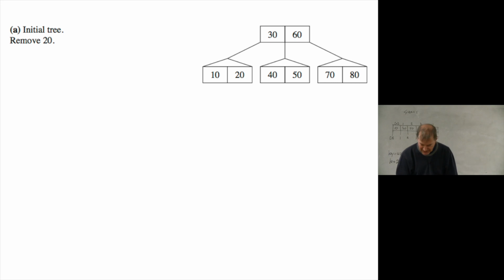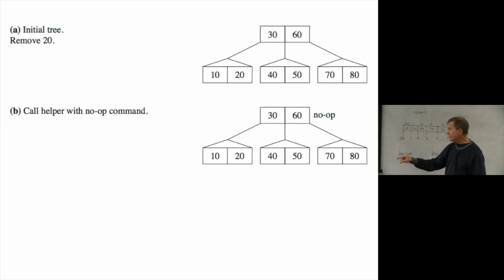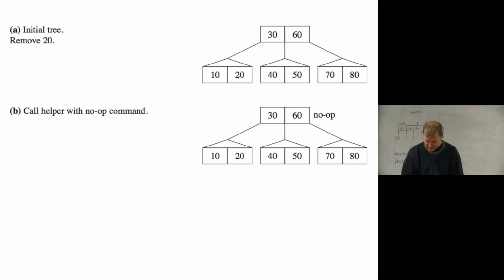Okay, now what does our code say? It says if the tree is empty, is the tree empty? No. So we call the helper, right? So here, we call the helper with the no-op command. Are you with me? Call the no-op helper with the no-op command.